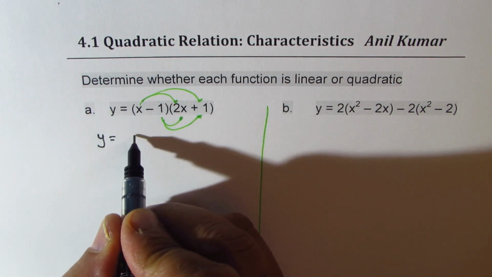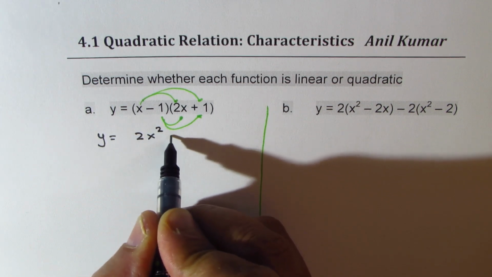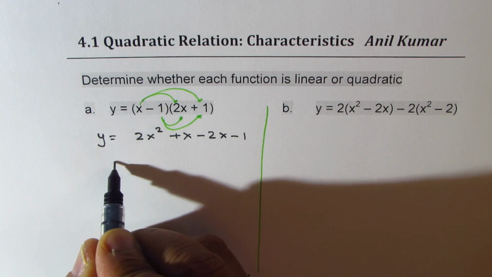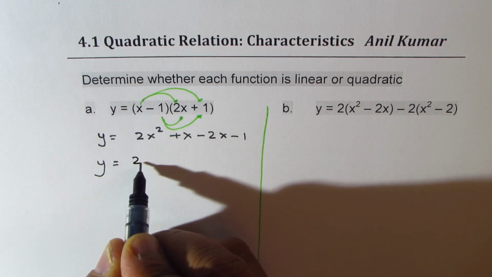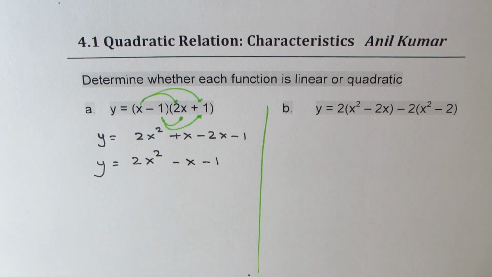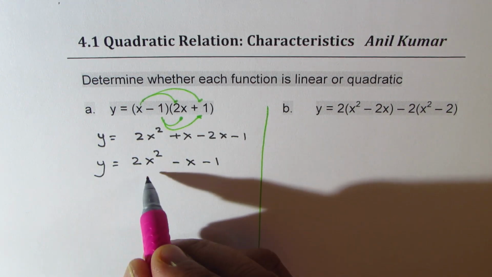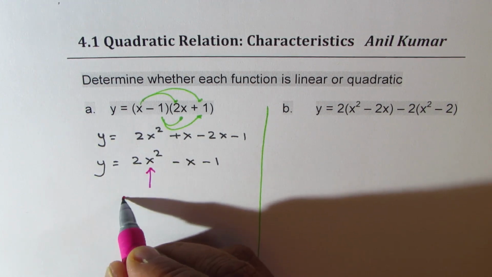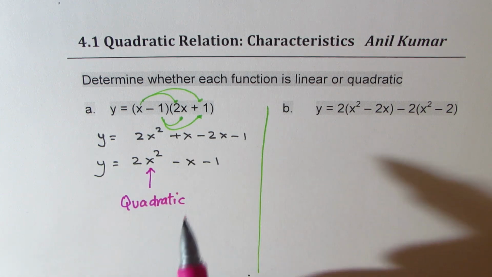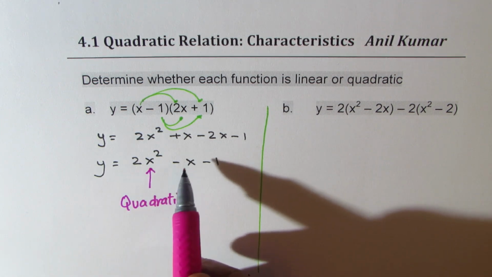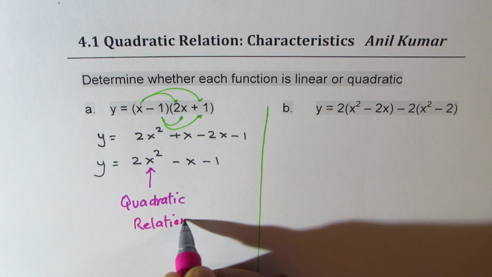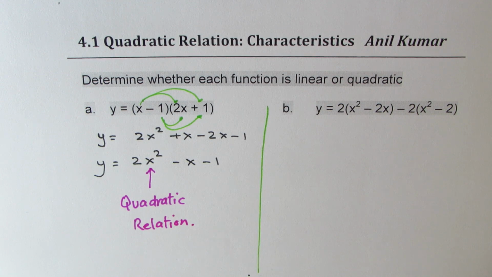So what we get here is 2x squared plus x, and with the minus we get minus 2x minus 1. Combining the like terms, we get y equals 2x squared minus x minus 1. Now here you see that we have an x squared term, so it is quadratic. Correct? And a is not equal to 0. So that is a quadratic relation.